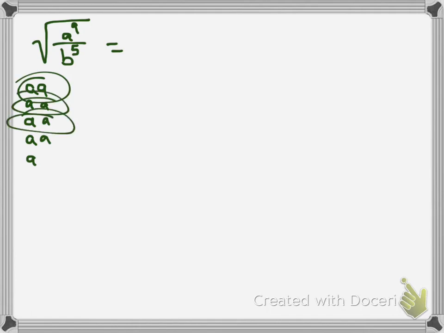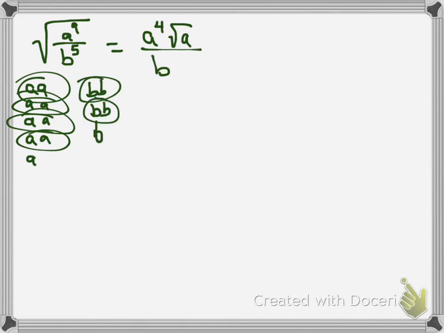Alright, let's look at another example. Same thing, square root. I've got a to the 9th, so I'm going to write 9 a's. There's 4 groups, that's a to the 4th, with an a still left in the square root. Now I'm going to write 5 b's, boom, boom, boom. So I have b squared with a b left over. So what can I not allow? I cannot allow the square root of b.